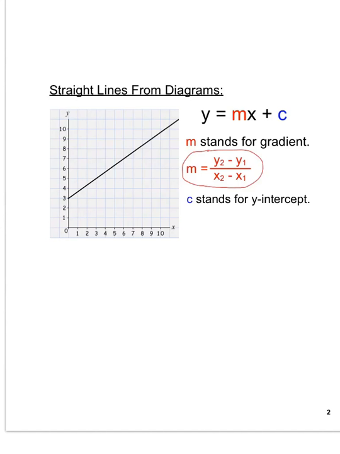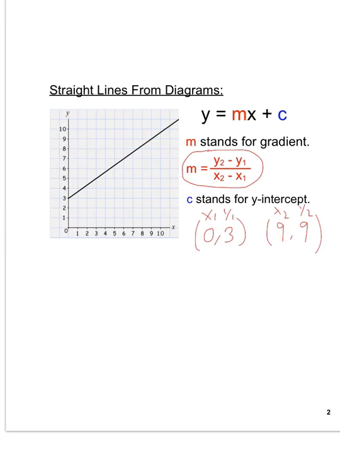Okay, so let's have a look at this line and see if we can figure out what its formula is in terms of y equals mx plus c. The first thing we need to do is we need two coordinates from that line. So I'm going to use 0, 3, which is a nice easy coordinate to pick off. And I'm also going to use the coordinate 9, 9, which also lies on that line. 0, 3 will be my x1 and my y1. And 9, 9 will be my x2 and my y2.